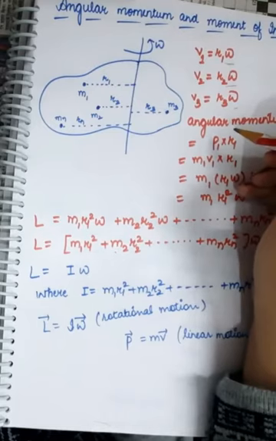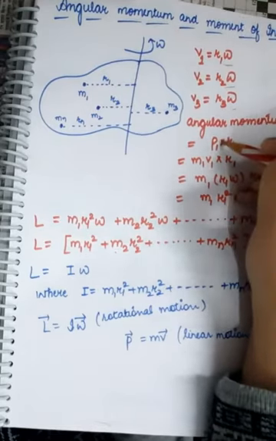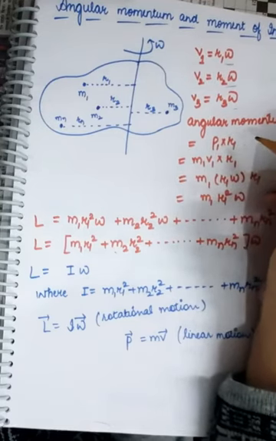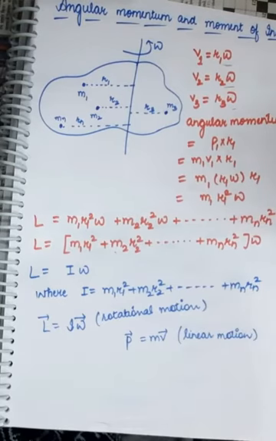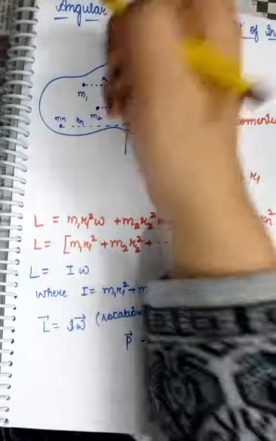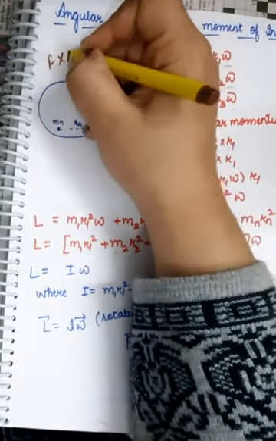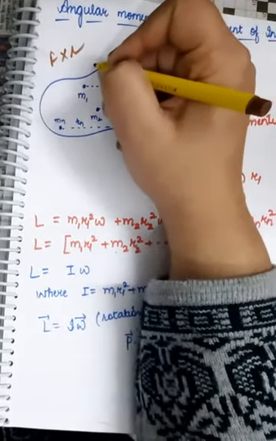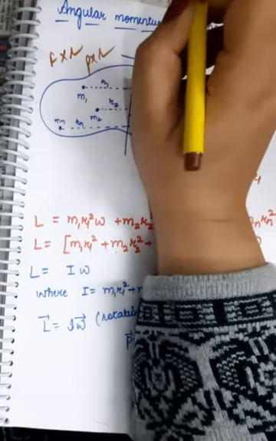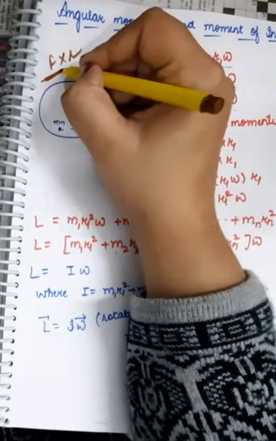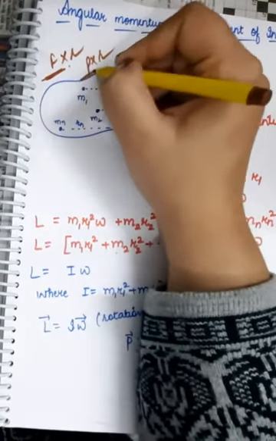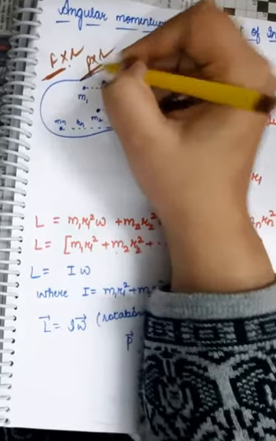We know that angular momentum is actually linear momentum multiplied by the distance from the axis of rotation. In the same way, torque is equal to F into R. Torque is the rotational analog of force and it is F into R. In the same way, angular momentum is P into R. So this is the linear analog of torque and this is the linear analog of angular momentum.